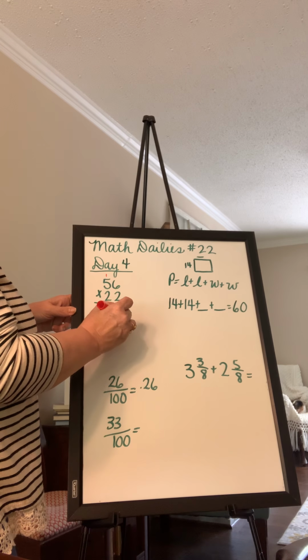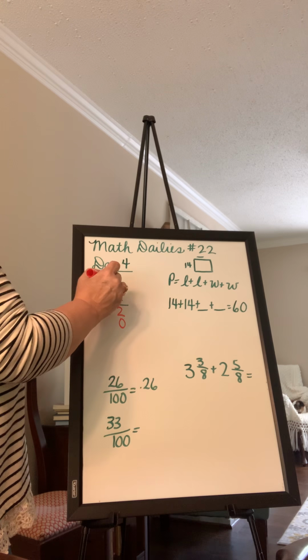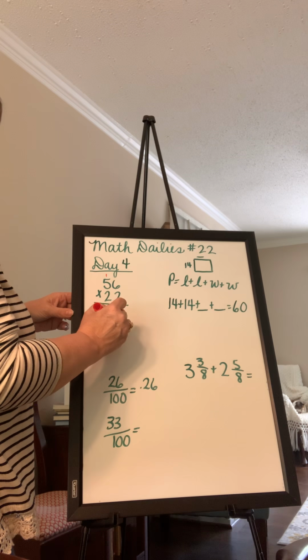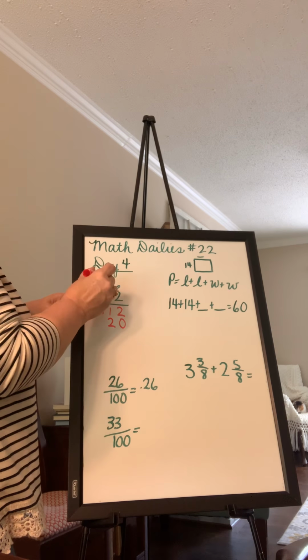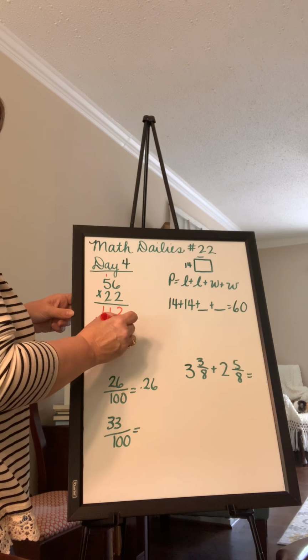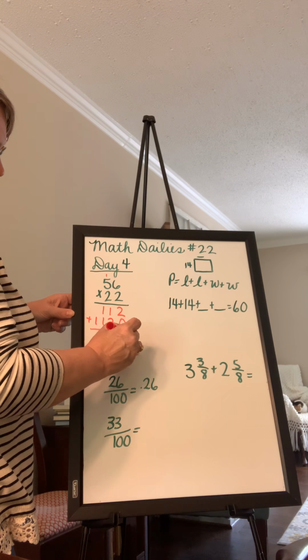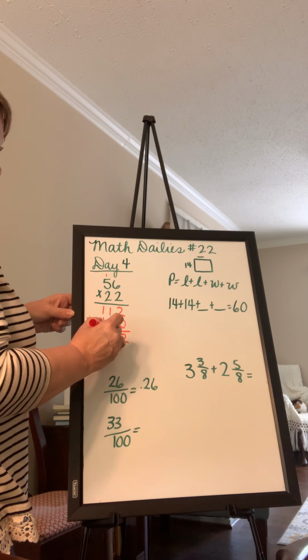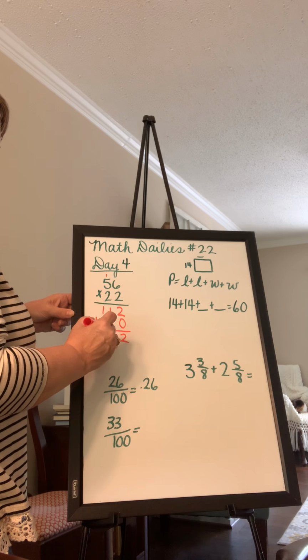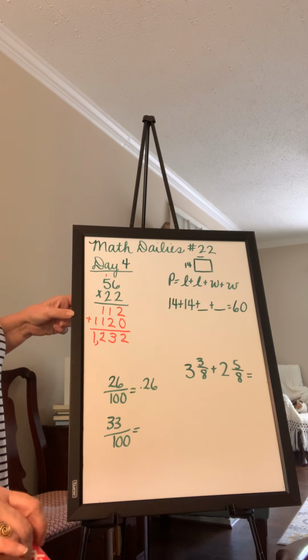So we're going to put a 0 here because that's actually 20. So just put your 0 there. Then 6 times 2 is 12. 2, carry 1 again. 5 times 2 is 10. Plus 1 is 11. Then we will add those two. 2 plus 0 is 2. 1 plus 2 is 3. 1 plus 1 is 2. And 1. And we'll put our comma.